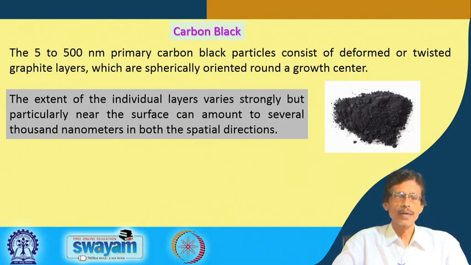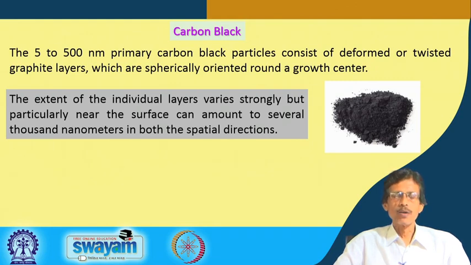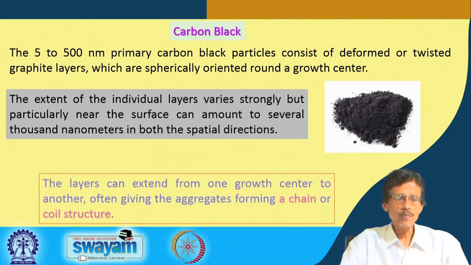So, one layer after another, particularly near the surface, can amount to several thousand nanometers. So, if you have from 5 to 500 nanometers, then it can reach up to several thousand nanometers in both the spatial directions. So, you can have changes in the different spatial directions, and you can have bigger sizes of those particles for some special use or special purpose application.